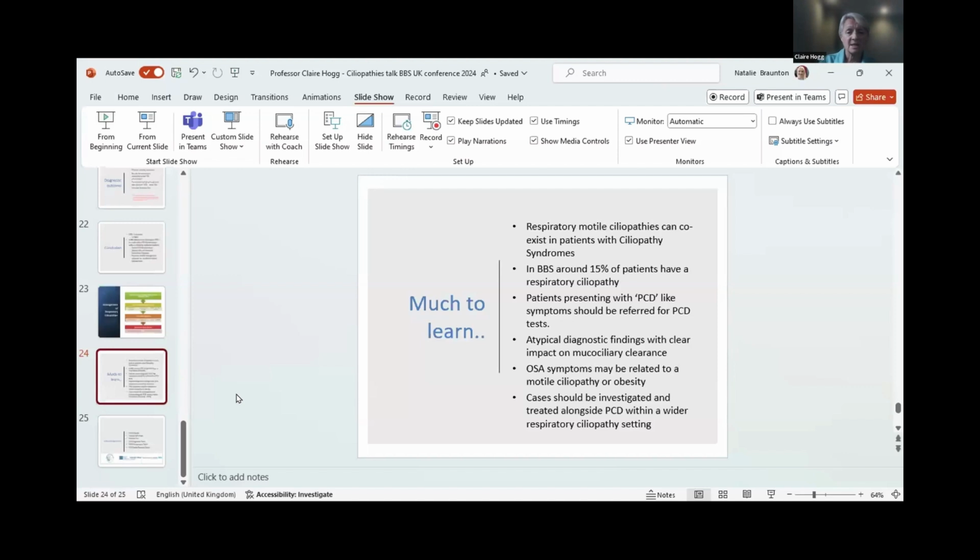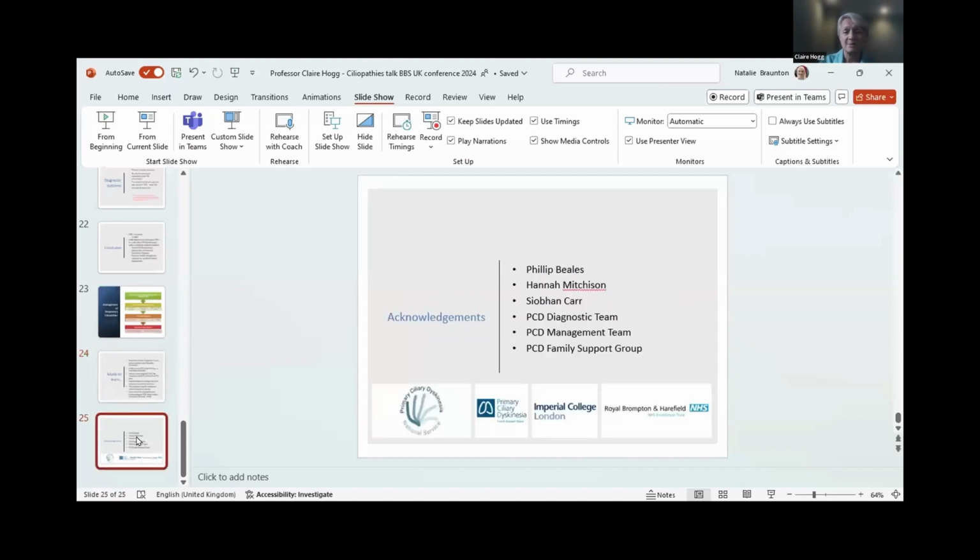And I think my last slide is just acknowledging the team that have been working in this sort of combined way to try and learn a little bit more and try and streamline some of the pathways for these patients to make it easier for them to get the care they need. So thank you very much.